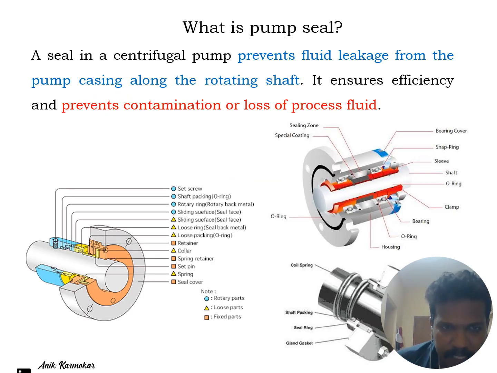What is a pump seal? A seal in a centrifugal pump prevents fluid leakage from the pump casing along the rotating shaft. It ensures efficiency and prevents contamination or loss of process fluid. It is a most important part of a pump.